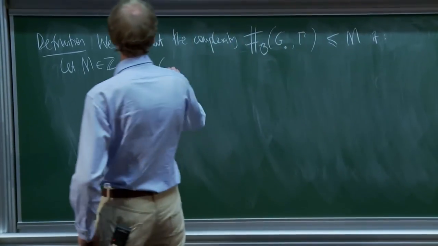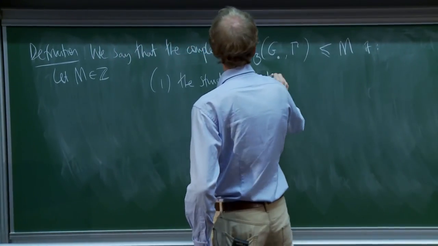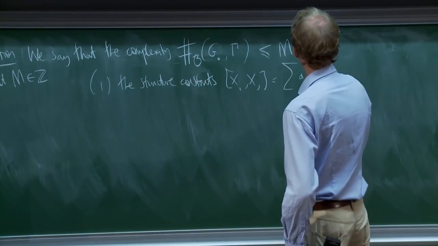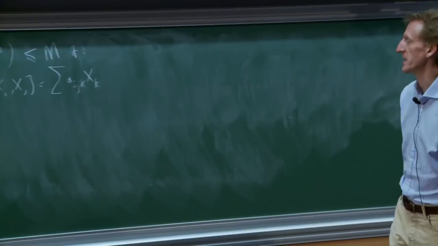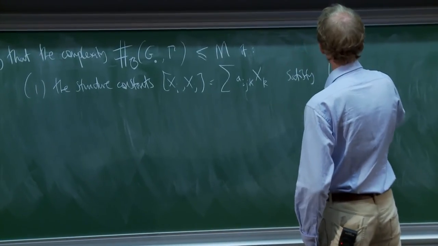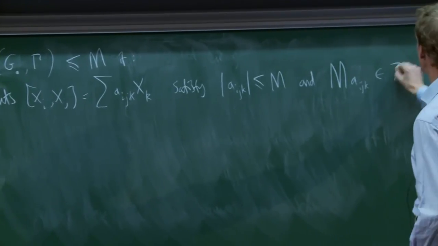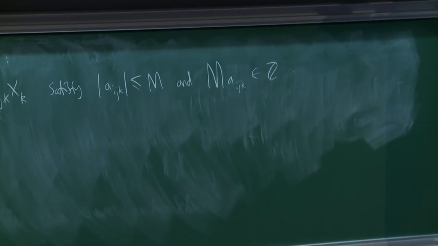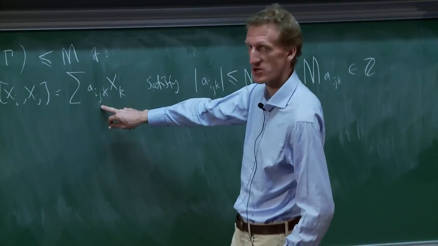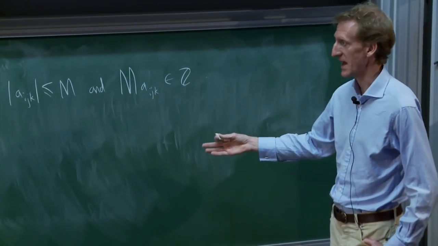So first of all, one, the structure constants, which describe the Lie bracket in terms of this basis. So those are the a_{ijk}'s. They satisfy, they're all at most M, and they're also M-rational. So a_{ijk} lies inside (1/M)ℤ. So somehow there is this result of Malcev that says that a Lie group only admits a lattice if and only if the structure constants are rational. So this is a quantitative version of G admitting a lattice, gamma.